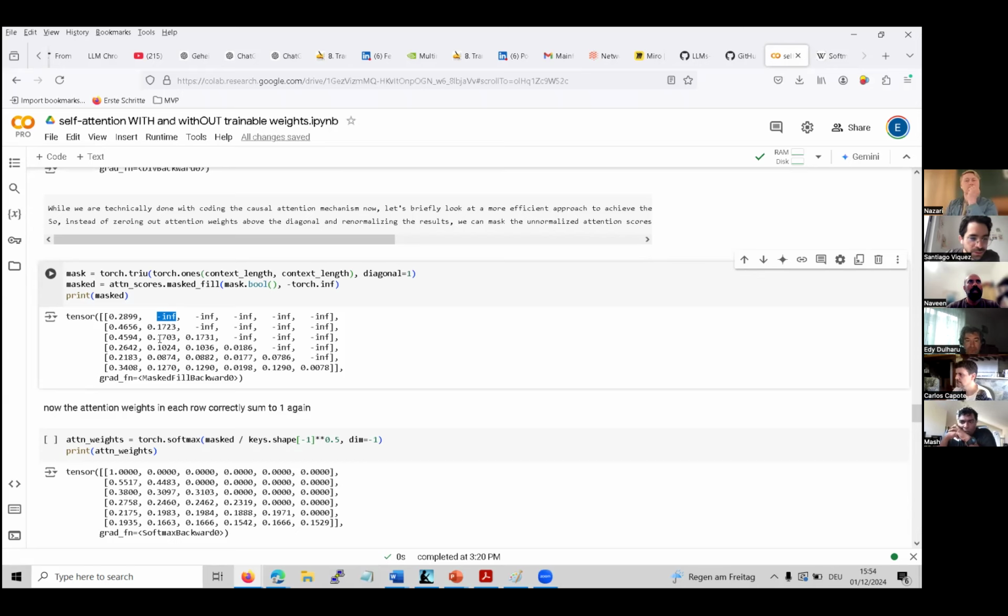I have one question, maybe, but not related to the mask, but related to what is happening inside the softmax. Has anybody built an intuition of why we need to normalize also by the square root of the length of the key? Does anybody kind of figure it out?